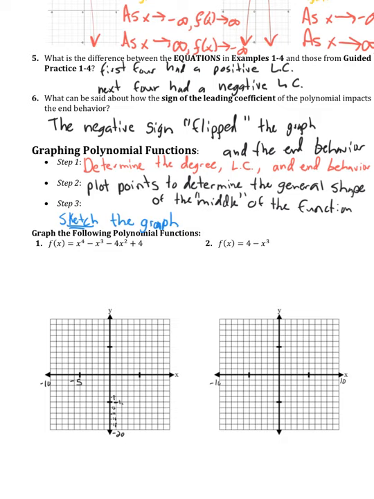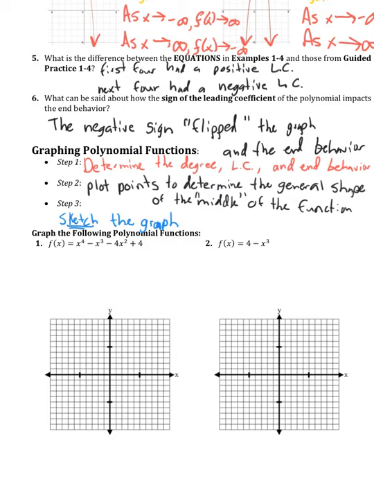All right. And then we're going to plot a few points in the middle just to give us an idea of what's happening in the middle of the graph. But we're really not going to do anything else yet. We're not going to get all the points plotted in the middle, just enough. And that's why I say sketch a graph as the third step.